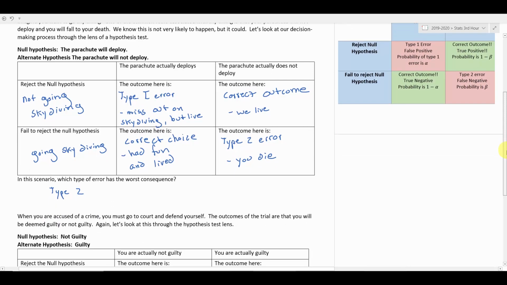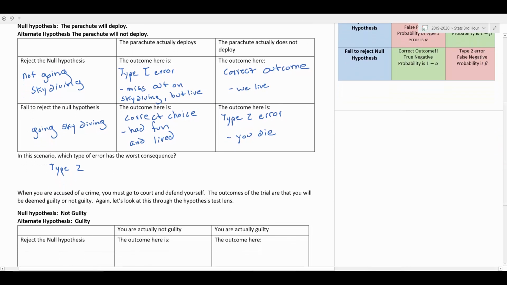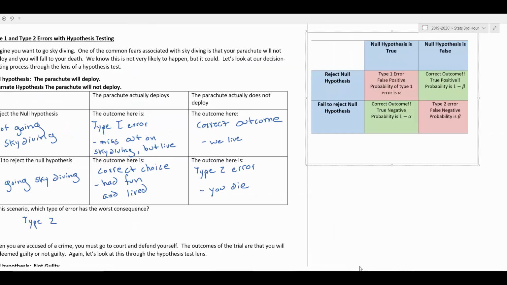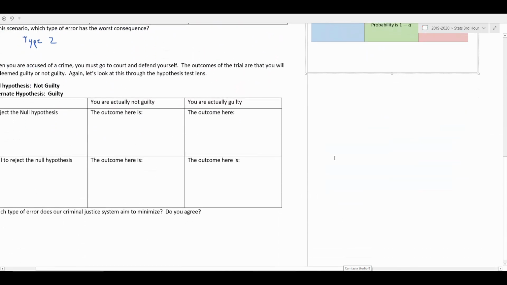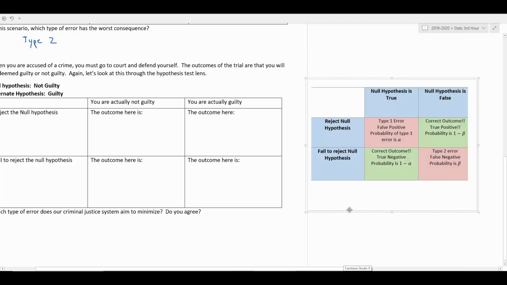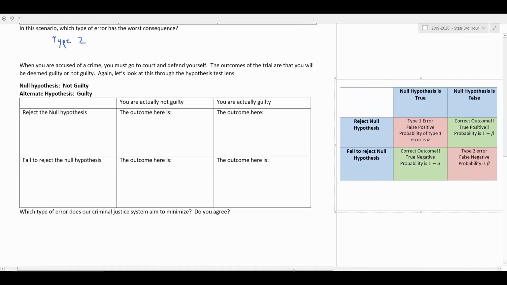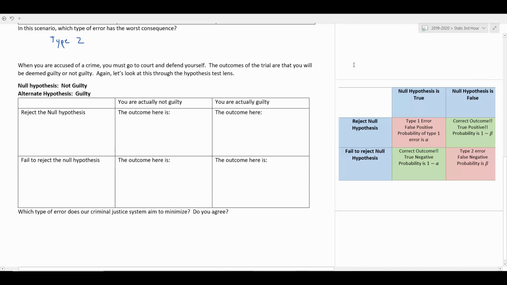All right, so let's look at another scenario, and I'm going to bring my chart down here with us. And we'll look at this one. This one relates more to the justice system, like when you go to court to defend yourself. When you are accused of a crime, you have to go to court and defend yourself, and the burden of proof actually lies on the prosecutor. They have to prove that you are guilty beyond all reasonable doubt. And when you walk into that courtroom, you have presumed innocence. They don't assume that you're guilty; they assume that you are not guilty.